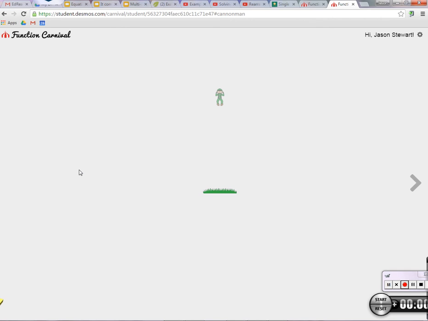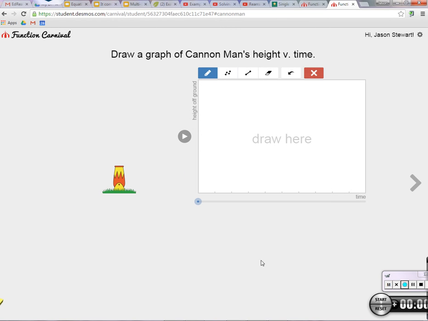You see him going up? Yeah, he's getting launched out of a cannon. And then he is floating down to the ground. Washington. So we're going to work on finding a graph that shows us his height over time. Well, when he's this high, the dot lines up exactly with his feet.